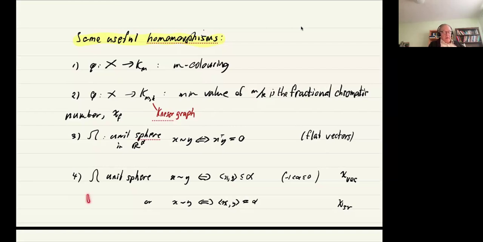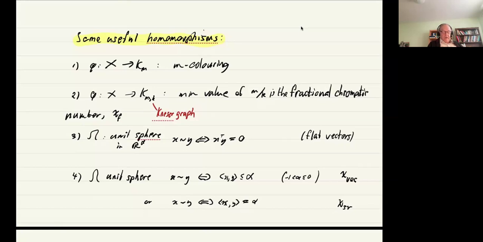There's a second thing related to the unit sphere, which is in some sense a generalization. You can take the unit sphere and define X and Y to be adjacent if the inner product of X and Y is less than some constant alpha. Usually alpha will be between, well, it can't be less than -1 by Cauchy-Schwarz, so usually alpha would be between 0 and 1. So this gives you something called the vector chromatic number. Now the vector chromatic number can be computed in polynomial time using semidefinite programming, and it's closely related to chromatic number. So this is important.